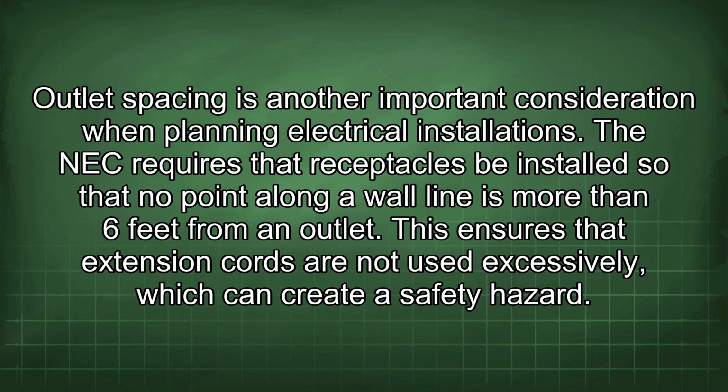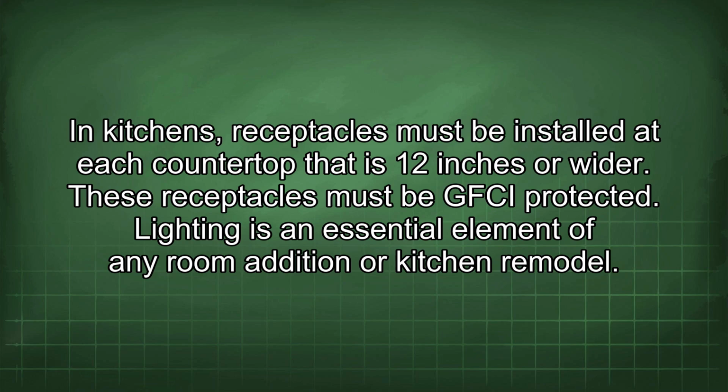Outlet spacing is another important consideration when planning electrical installations. The NEC requires that receptacles be installed so that no point along a wall line is more than 6 feet from an outlet. This ensures that extension cords are not used excessively, which can create a safety hazard. In kitchens, receptacles must be installed at each countertop that is 12 inches or wider. These receptacles must be GFCI protected.